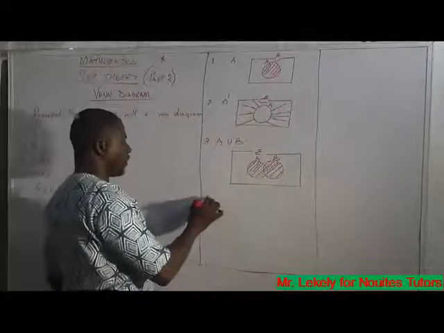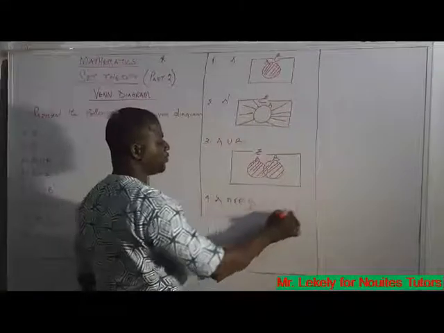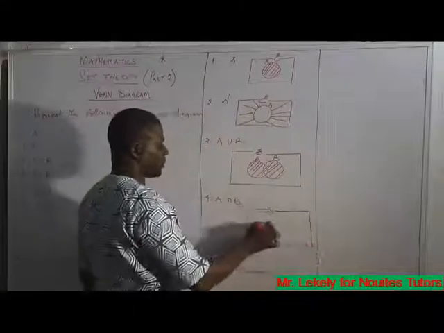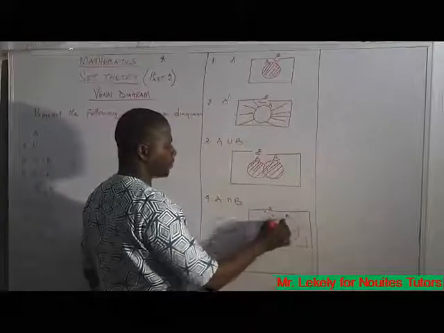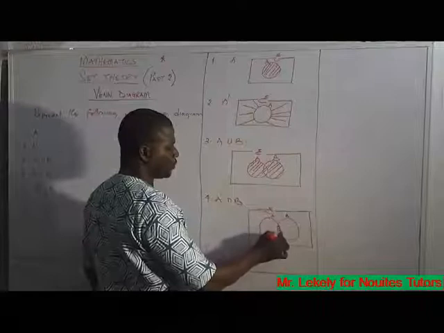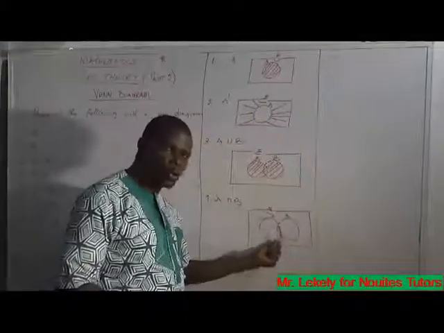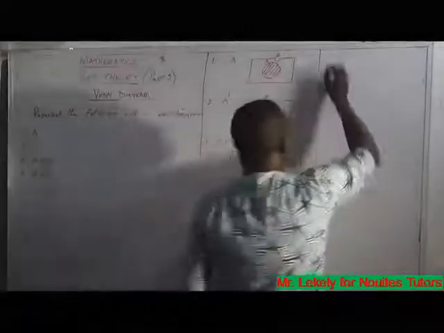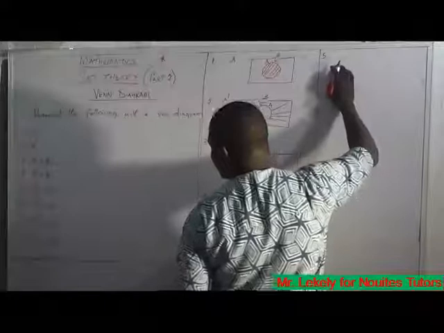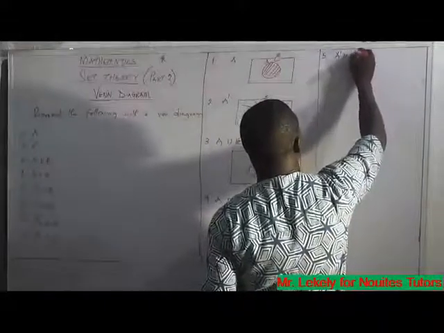Then number 4 is A intersection B. A intersection B means you have your set A and your set B. You shade in between. Intersection means common element. The place that is common to both of them. That's where you shade.